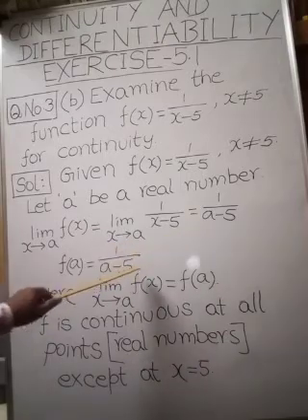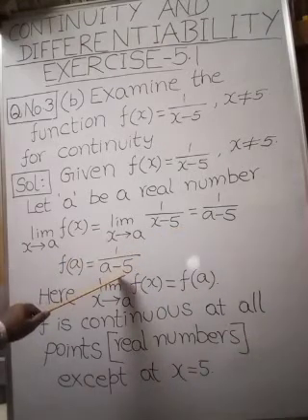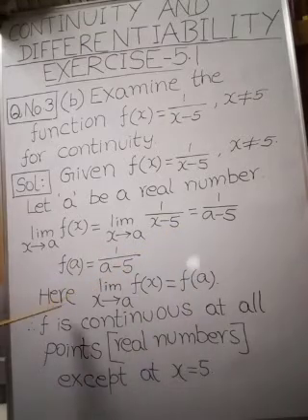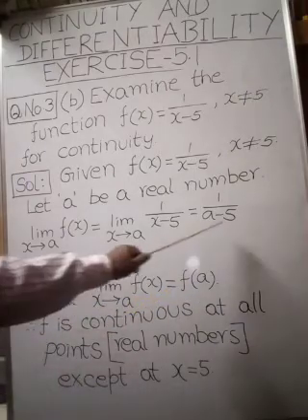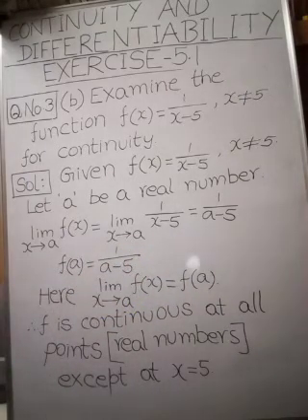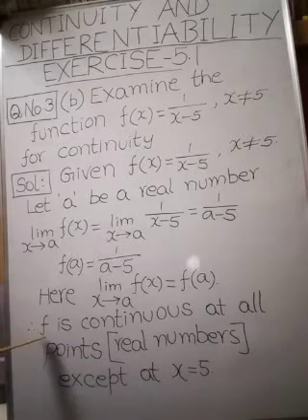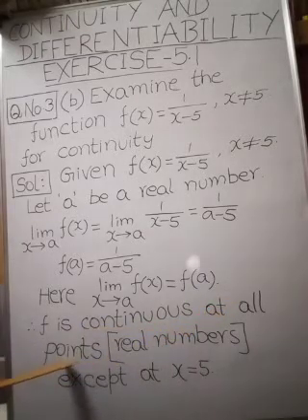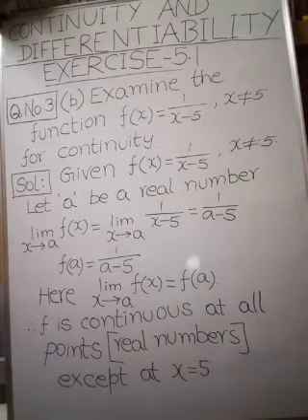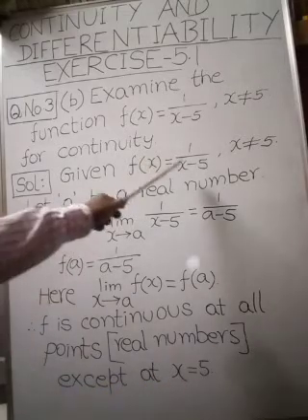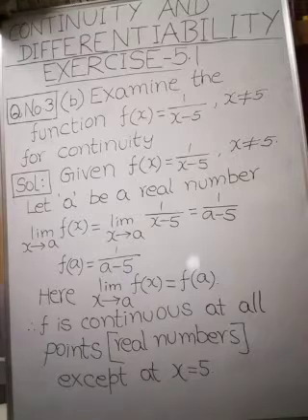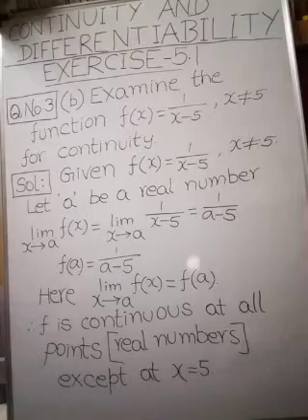If you compare these two numbers, they are equal. They are equal or not? Yes, they are equal. Here as x tends to a, limit f of x is equal to f of a. Both values are the same. Therefore we can say that f is continuous at all real numbers, except at x is equal to 5. If x is equal to 5, in the denominator we get 0. 1 by 0 is undefined, it is not a real number. Okay, my dear children? Understood? Right.